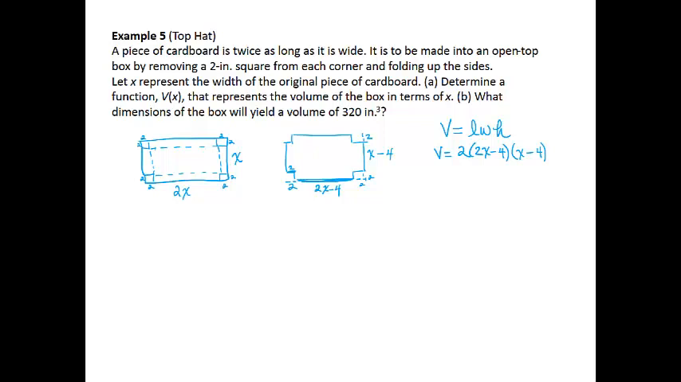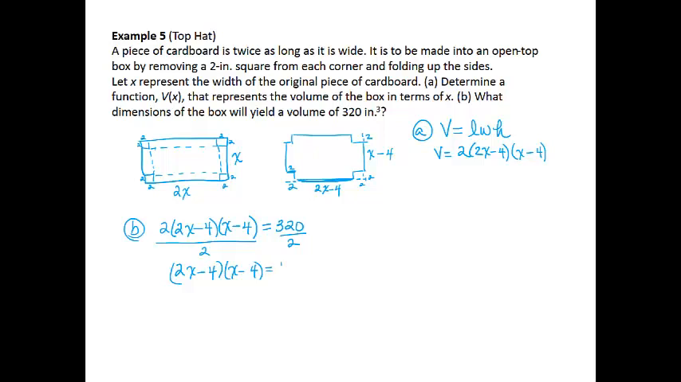And this problem says to find out what dimensions will yield a volume of 320 cubic inches. So there we know the volume. We need to figure out what the dimensions are, so that is we need to solve for x. Our equation in that case is setting the volume function equal to 320. We can simplify that first by dividing by that coefficient of 2. We get 2x minus 4 times x minus 4 is equal to 160.